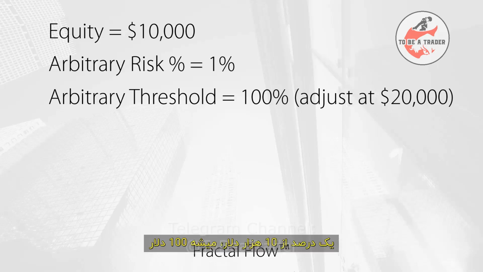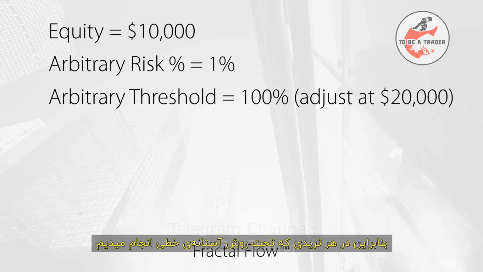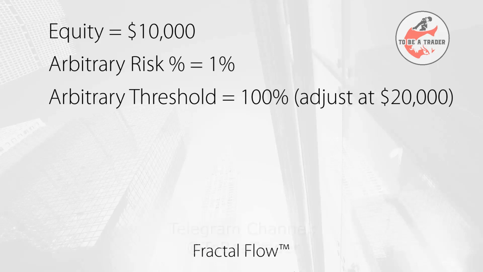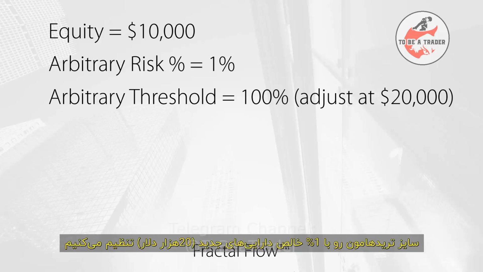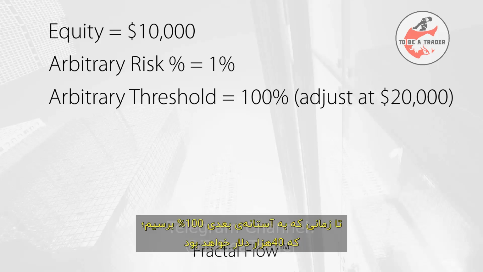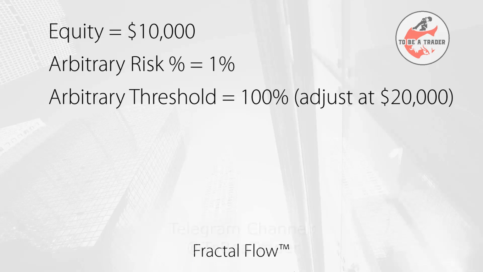1% of $10,000 is $100, so in every trade we make under the linear threshold method, we will risk $100 until we hit $20,000. Once the threshold is met, we adjust the size of our trades to 1% of the new equity, which is $20,000. From that point on, we will risk 1% of $20,000 until we reach the next threshold of 100%, which will be $40,000. The established threshold can vary, of course.